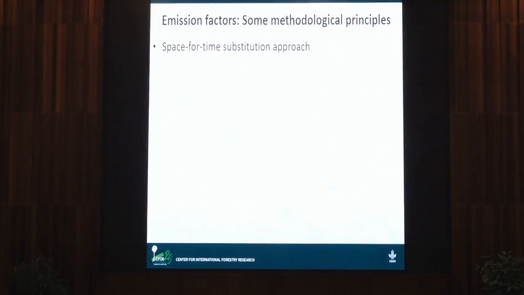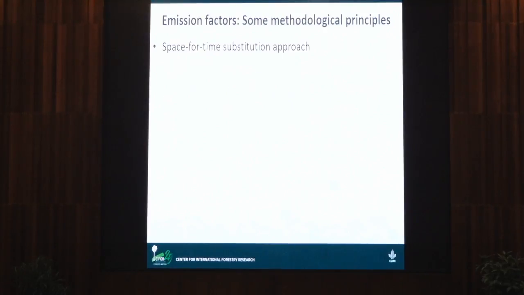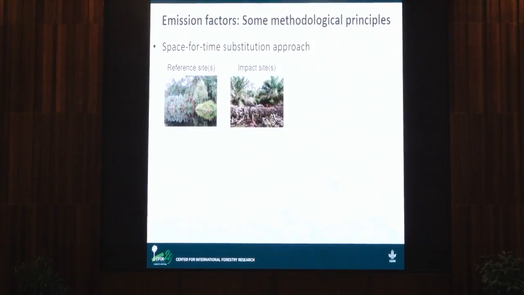So we scientists usually use what we call a space for time substitution approach, which means that we have a reference site and we have an impact site where we have an activity taking place. And we assume that the original condition at the impact sites are the same as at the reference site. I put a plural because we want also to have replicate sites.